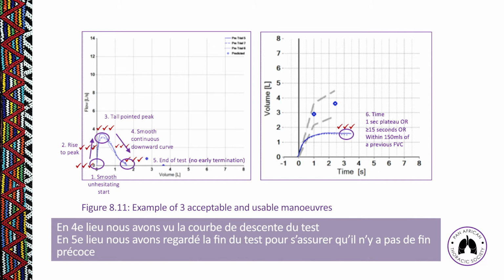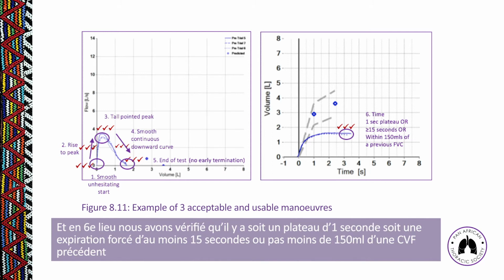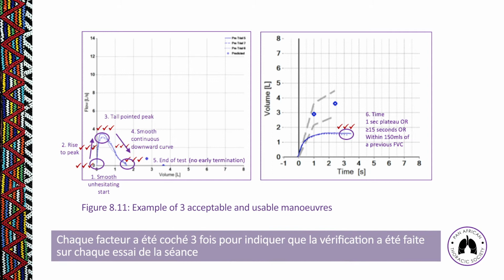Number 5, we've looked at the end of the test to make sure that there's no early termination. And on number 6, we've looked to see that there is a 1-second plateau or a 15-second push out, or the FEC is within 150 mLs of the previous FEC. And what you can see is that on each one of these 6 parts of the spirometry maneuver, there are 3 ticks to indicate that acceptability was checked on each and every blow individually.